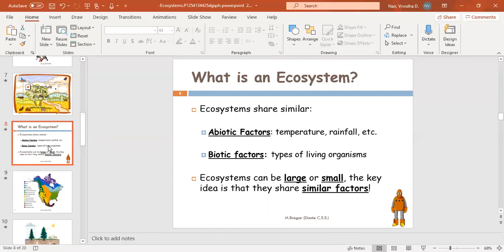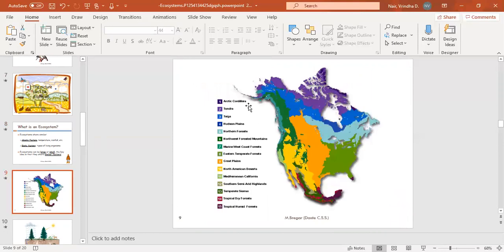So an ecosystem is a place where we have a lot of sharing factors happening. Now these are the different types of ecosystems. We have Arctic, tundra, taiga, plains, the northern forest. Everything is color coded, so if you want, you can just identify, say, the northern forest.